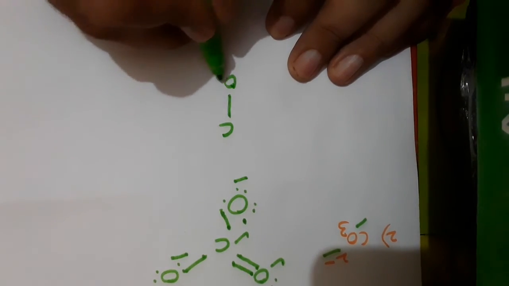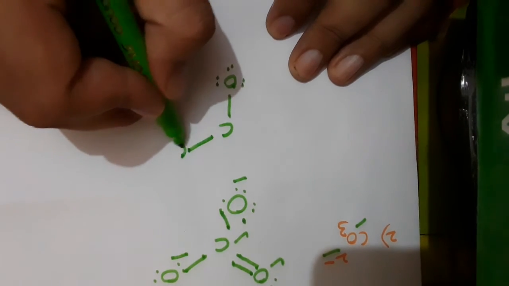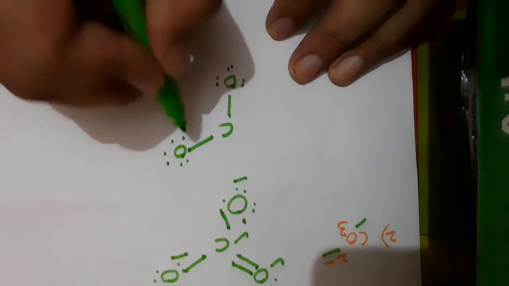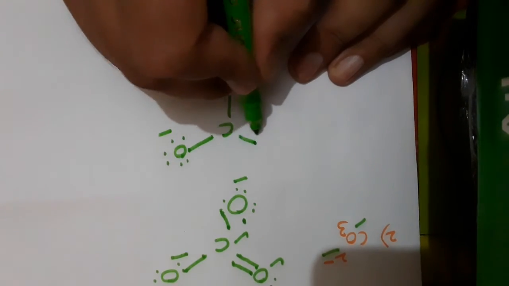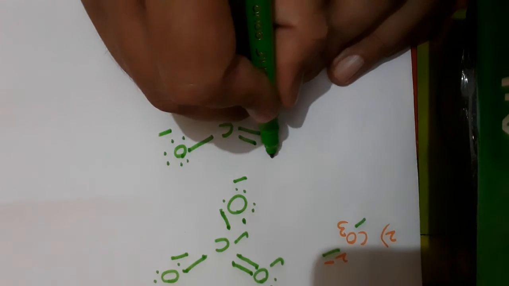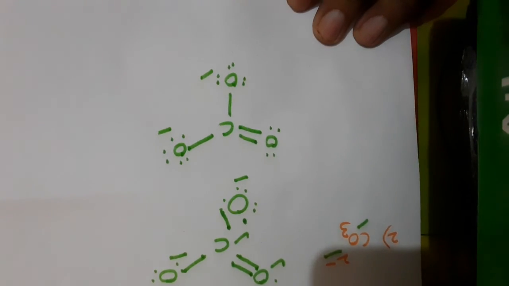These two will be negative because they have accepted 1 electron, and here we will form a double bond. So the octet has been completed. Thank you.